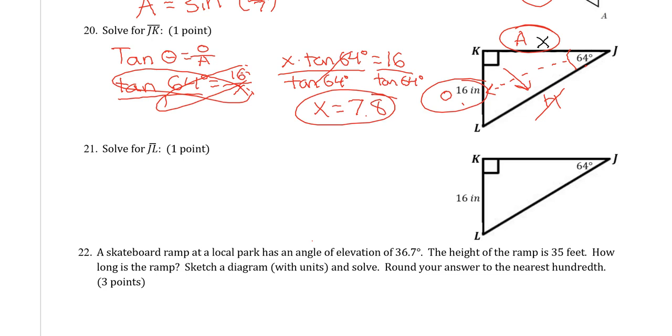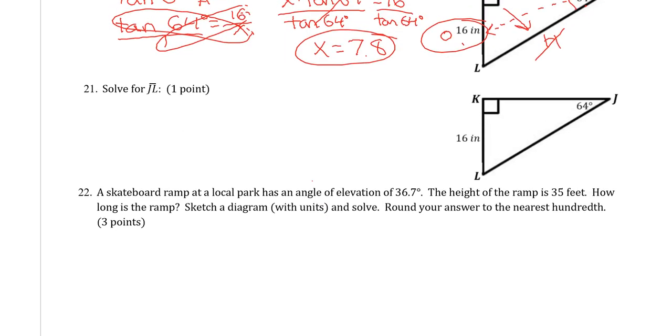All right, looking at number 21, same type of problem. I am now solving for JL. So again, I need to start with where my variable is going to be. So going from J to L, it's this side here. That's my opposite side. No, it's not. Across my right angle. Sorry, ignore all that. Across from my right angle is the hypotenuse. Here's my angle. This is my opposite side and my adjacent side.